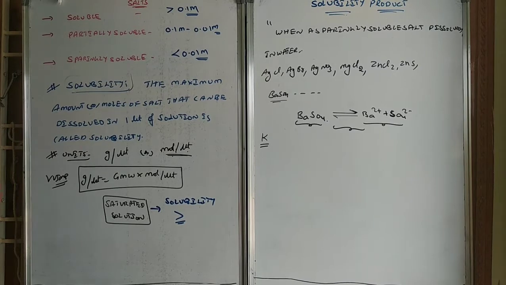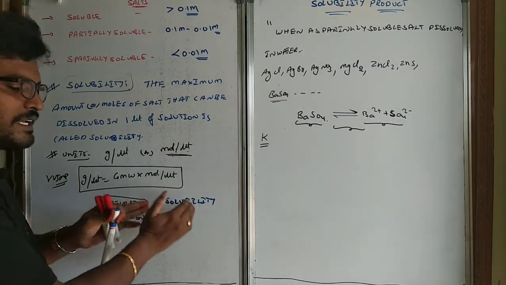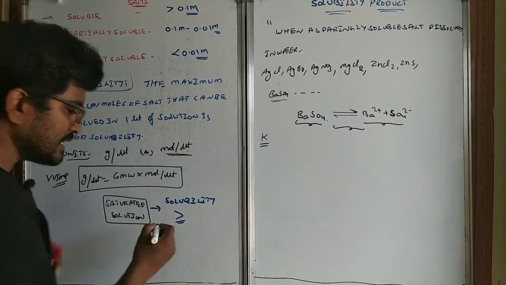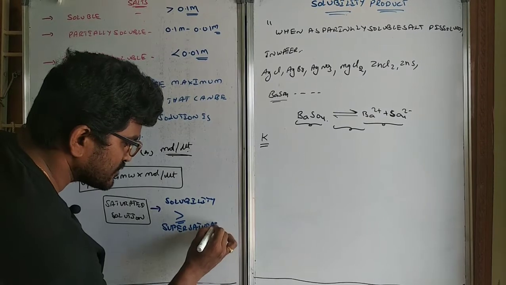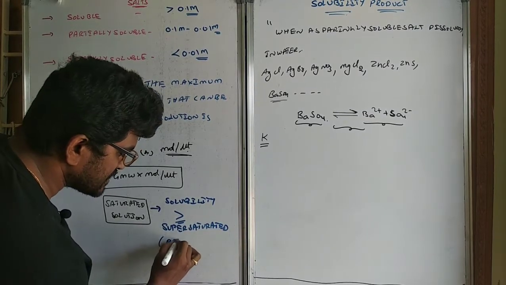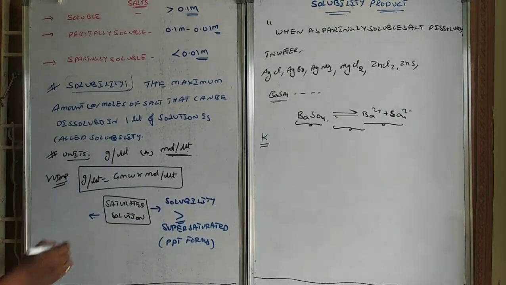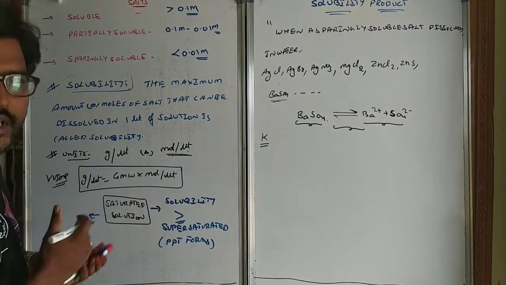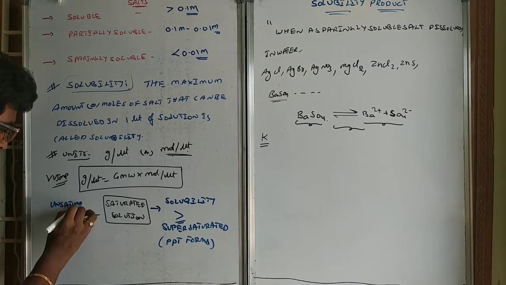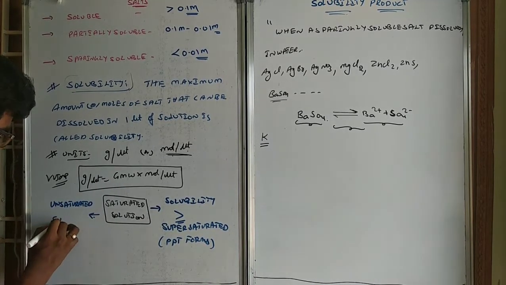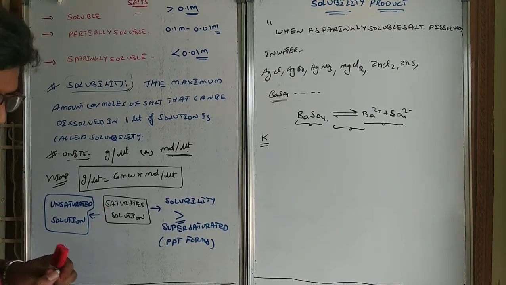So if any solution is prepared more than its solubility, then it is known as a supersaturated solution. Supersaturated means precipitate forms. And if any solution has a lower quantity than its solubility, then it is known as the unsaturated solution. So basically there are three types of solutions.